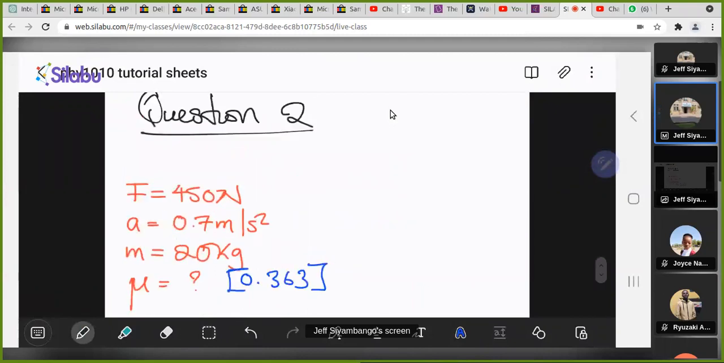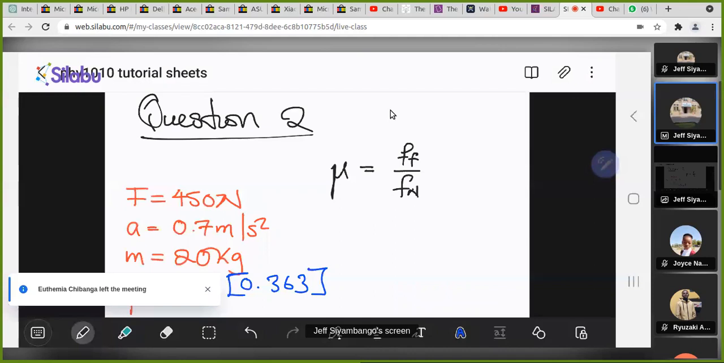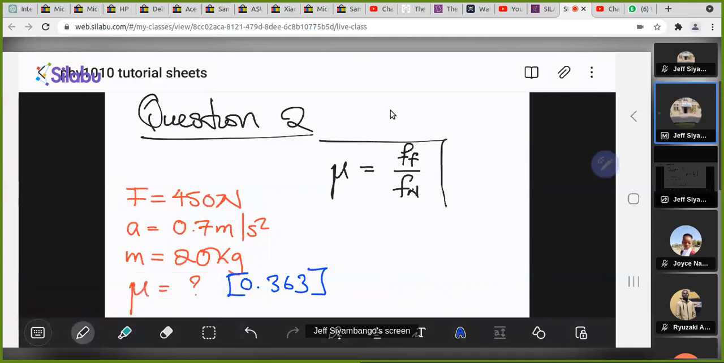I want to find the coefficient. So let me start by looking at what the coefficient of friction is. The coefficient of friction, by definition, is the ratio of the frictional force to the normal force. In other words, if I wanted to find the coefficient of friction, then I must know what the frictional force is, and I must know what the normal force is. So I want to find these two forces if I am going to find the coefficient of friction.